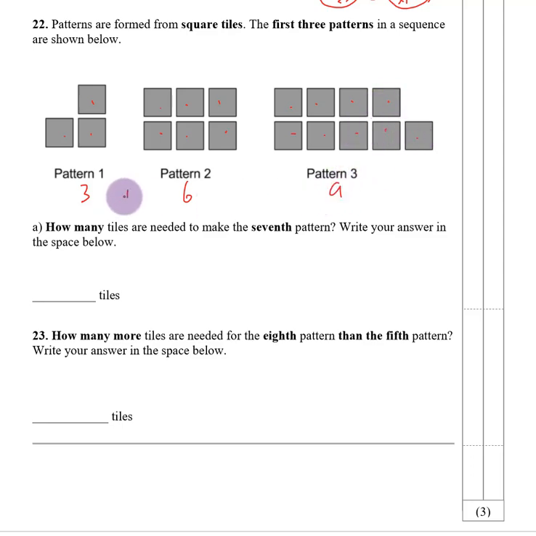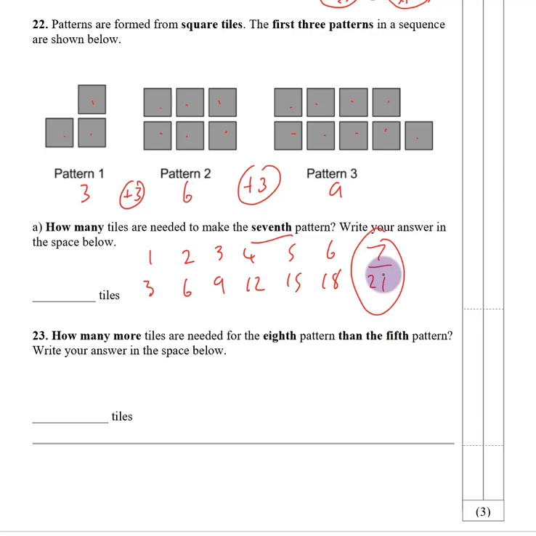So what's basically happening is we're adding 3 each time between the patterns. So we need to get to the 7th pattern. So I'm going to write 1, 2, 3, 4, 5, 6, 7. So pattern 1 is 3. And then we've got 6, 9, 12, 15, 18, and 21. So pattern 7 will be 21 tiles.